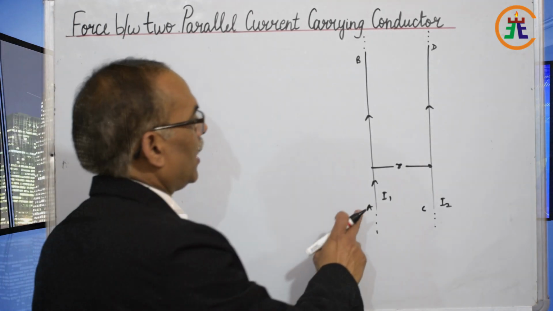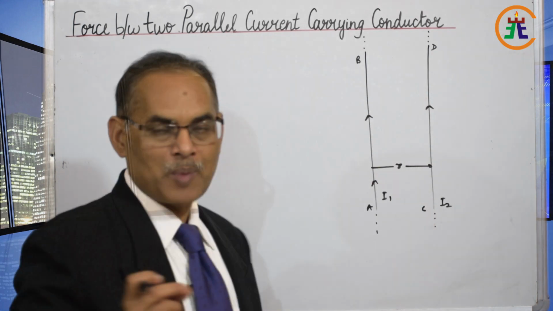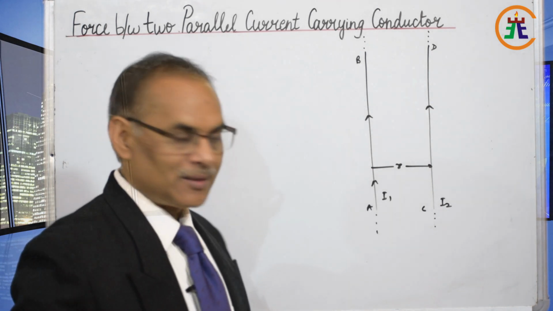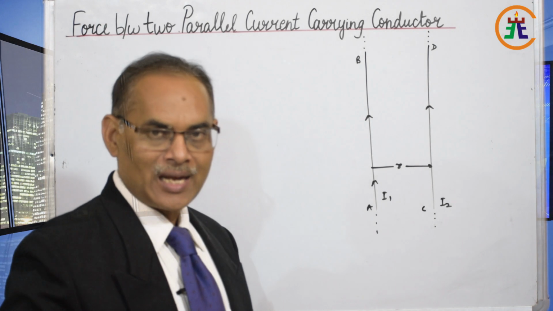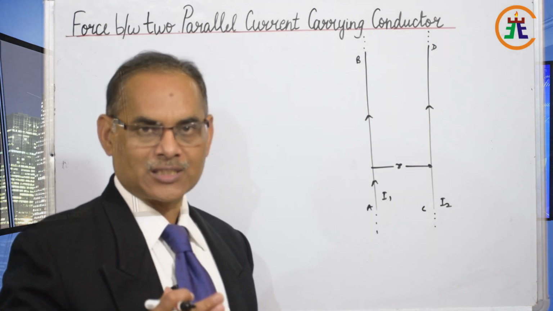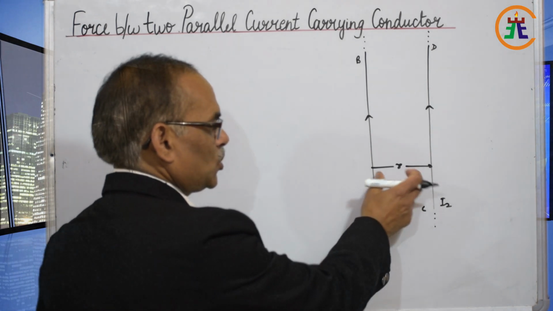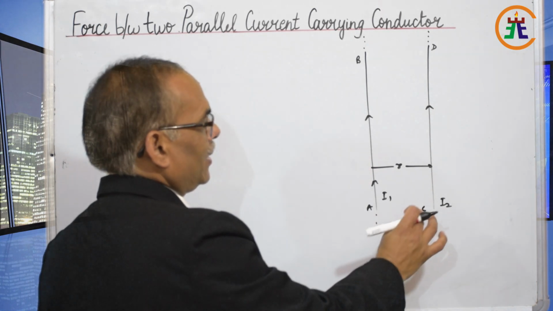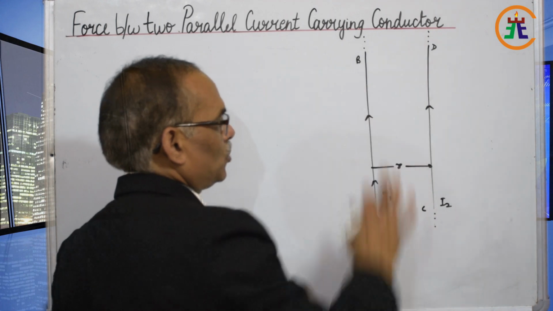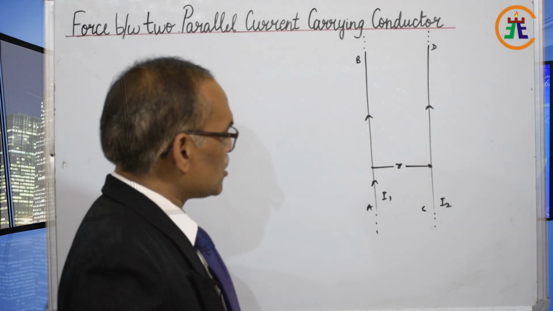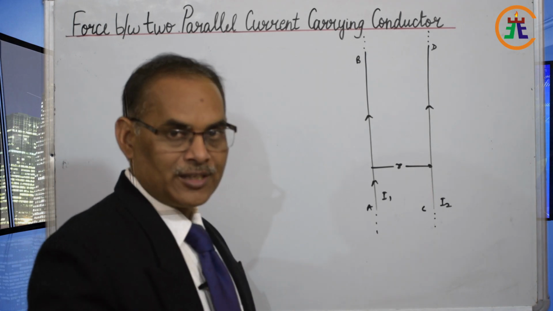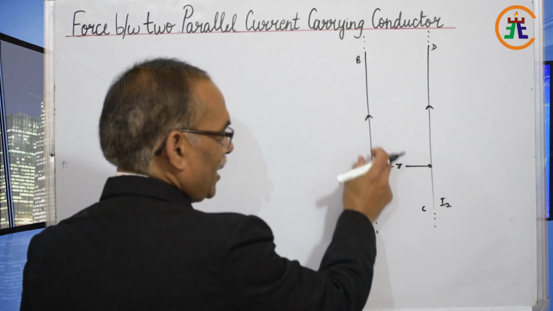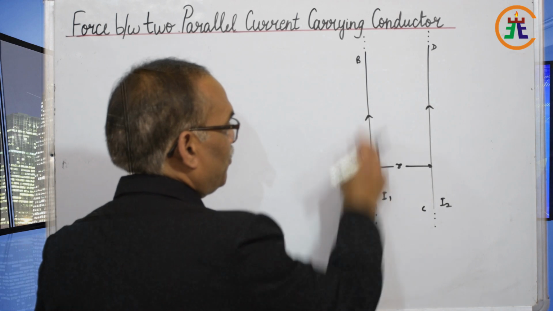Here we consider AB and CD as two parallel straight conductors separated by a distance r. They are long straight conductors, meaning the length of the conductor is very large, and the distance between these two conductors is r. I1 is the current passing through AB and I2 is the current passing through CD. Now, first of all, we find the magnetic field due to the current passing through AB.